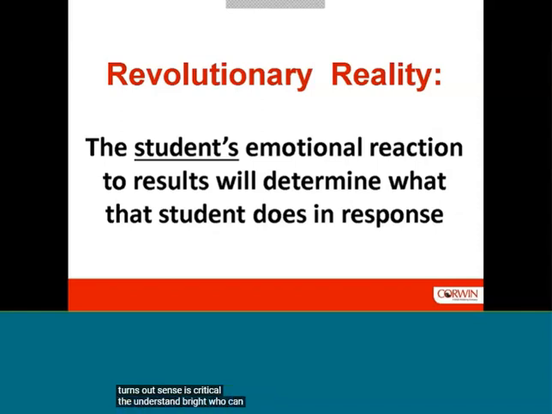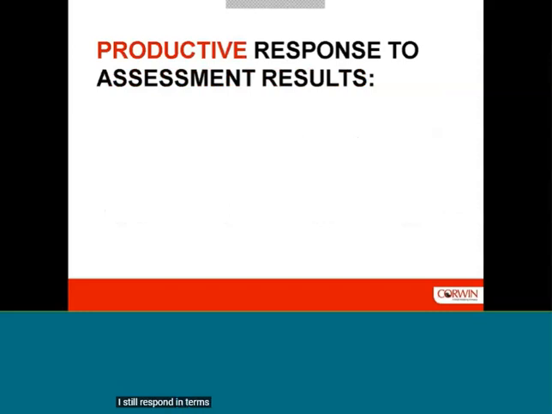Y'all understand, right? Who's in charge of the learning? It isn't us. It's the learner that's in charge of the learning. We're merely coaches. We're guides. If the student isn't doing the learning, there isn't any learning happening. A student responds to assessment results, again regardless of where they are in the learning, either productively or counterproductively.